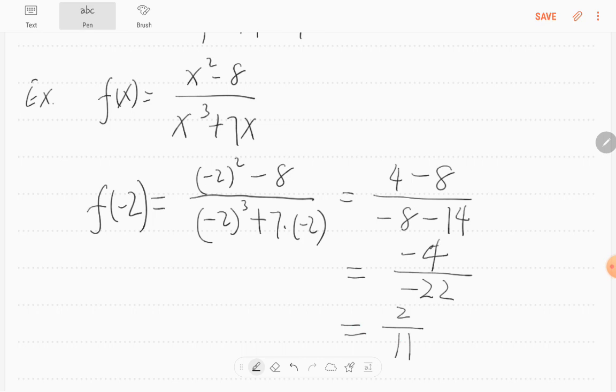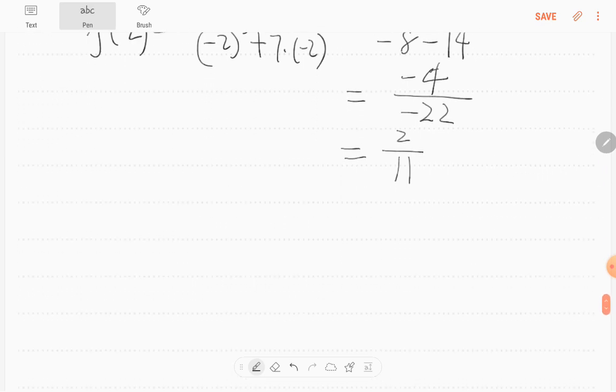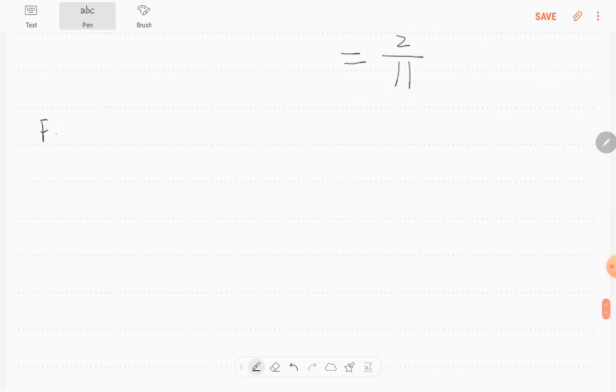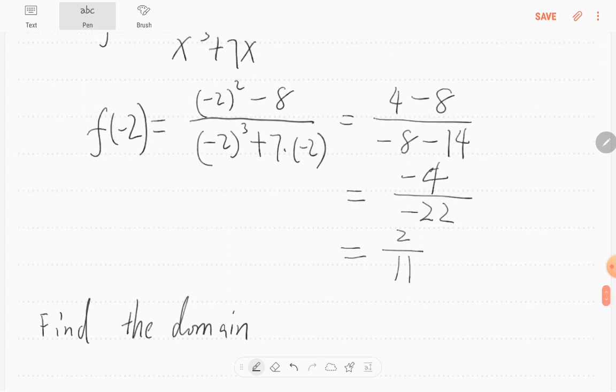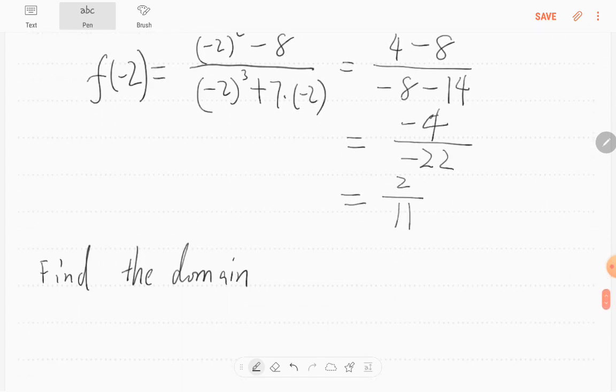So the next question is, can we plug in any number you want? The answer is no. You cannot plug in any numbers, but all the numbers you can plug in is called the domain. So the next question is to find the domain. In other words, you can find all the x values such that you can plug into the function.